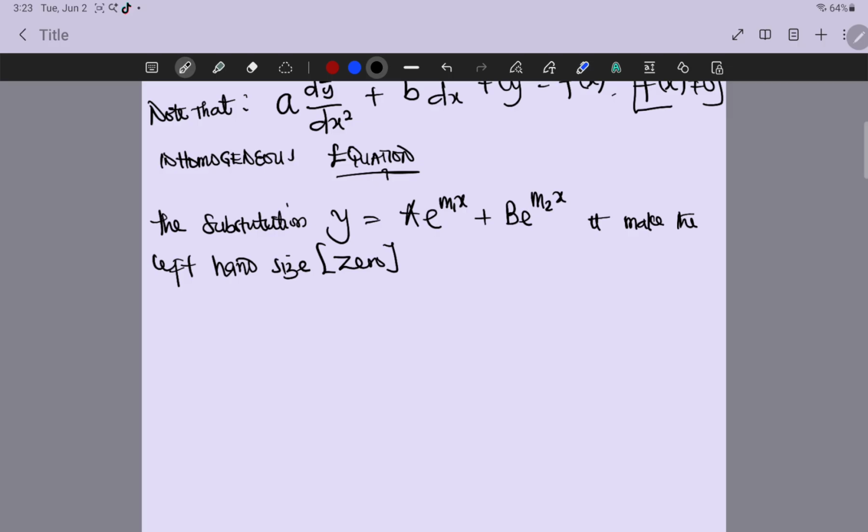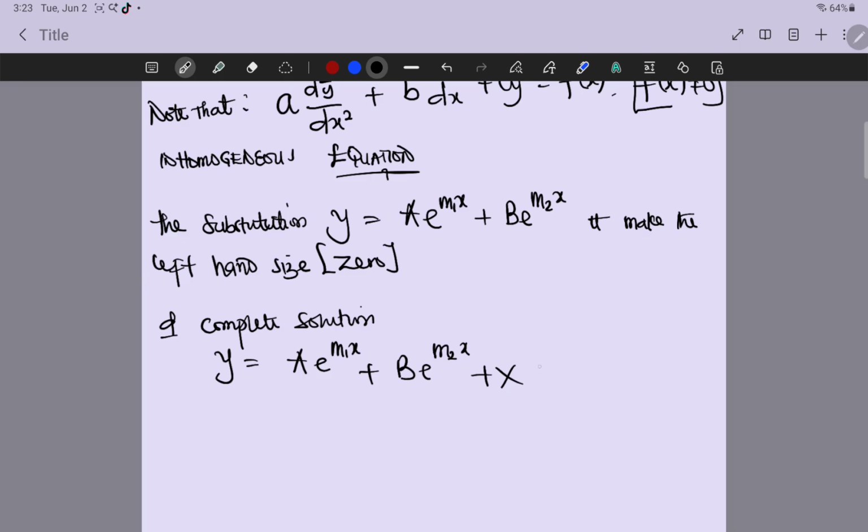Now the complete solution will take the form y is equal to ae to the m1x plus be to the m2x plus X. Now somebody will ask me what this X is. This X there is the extra function. X means the extra function yet to be found. That is what X means.